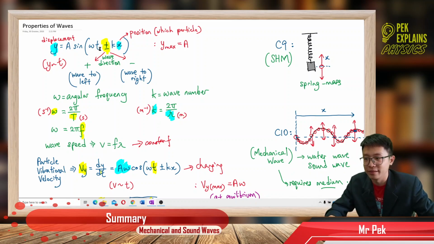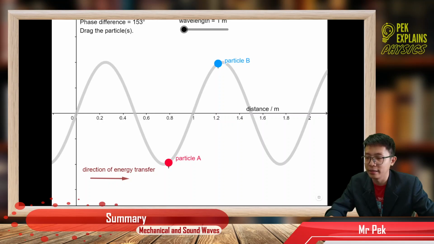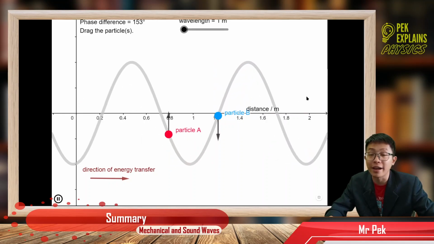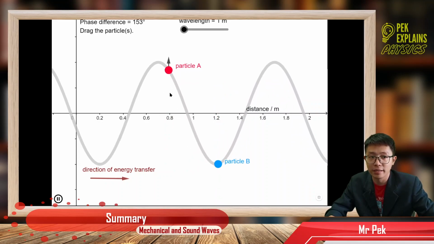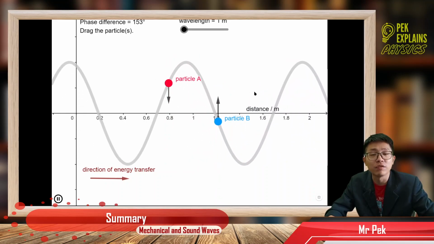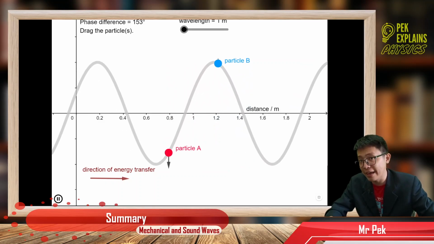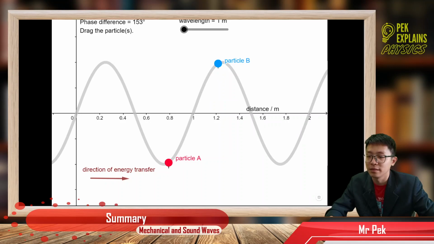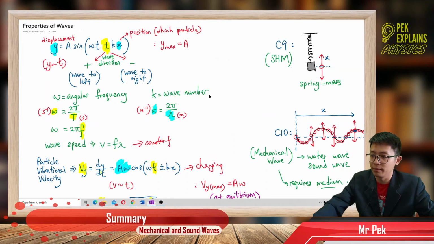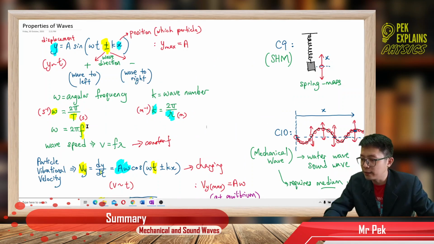The positive or negative sign here means the wave direction. If it is a positive kx, the wave moves to the left. If it is a negative value, the wave moves to the right. Like this one: this wave moves to the right, so this is a negative kx. If the wave moves to the left, then it's a positive kx. So the positive or negative sign means the wave direction.